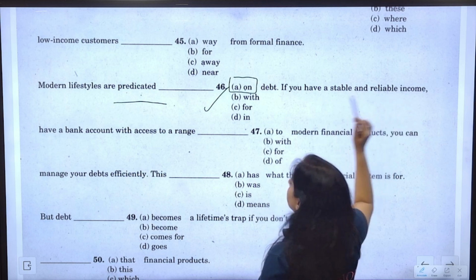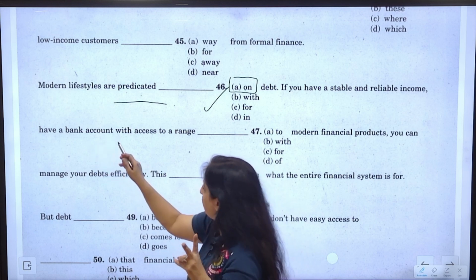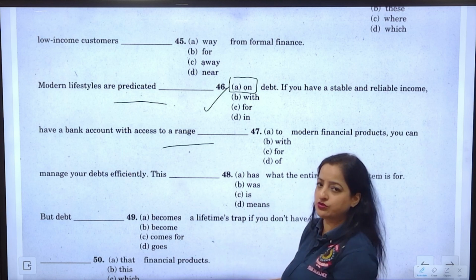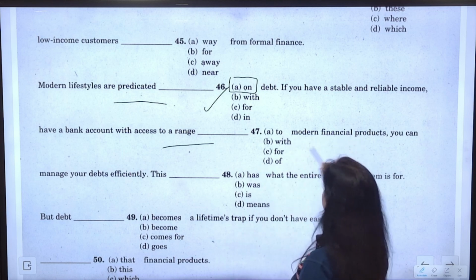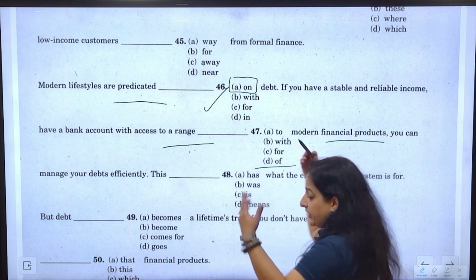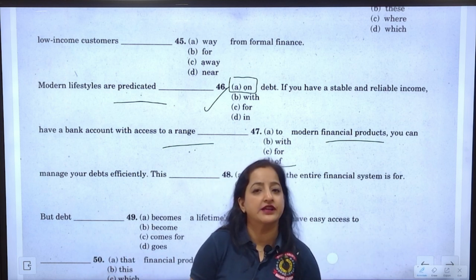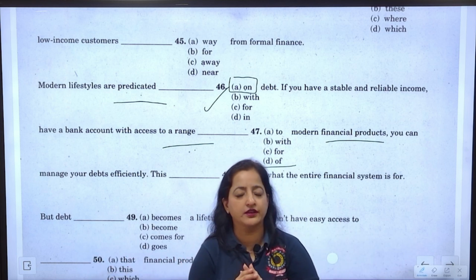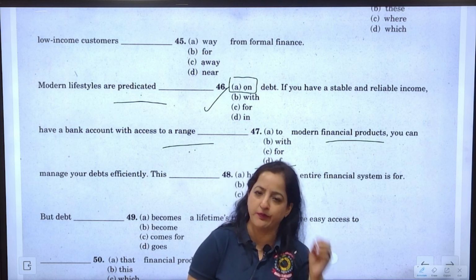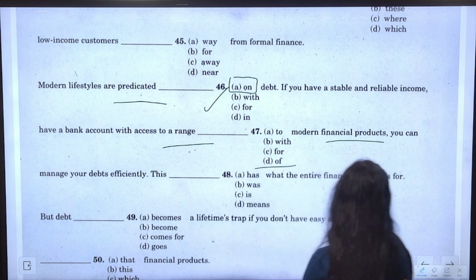If you have a stable and reliable income, that's one. Second thing, if you have a bank account with access to a range. Now what's the preposition used with range? Range to modern products, range with, range for, range of? Range of. A range of so many products, a range of services, a range of TV programs. Range is always followed by of. If you see, at least 3-4 questions are clearly based on prepositions. Prepositions is such an important chapter for close composition.